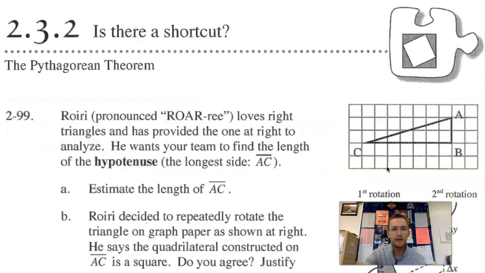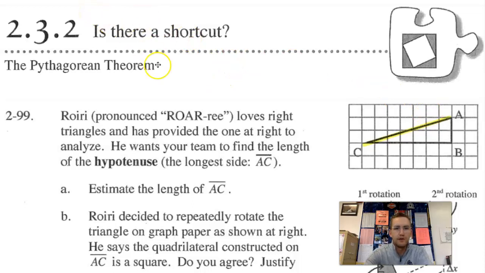So again, the Pythagorean theorem. We've got 299. Rory loves right triangles and has provided the one at the right to analyze. He wants your team to find the length of the hypotenuse. The hypotenuse is the longest side of any triangle, but in particular a right triangle today, which we have right here, which we could think of as a slope triangle. So AC is this one. That is the hypotenuse of this triangle, the longest side.